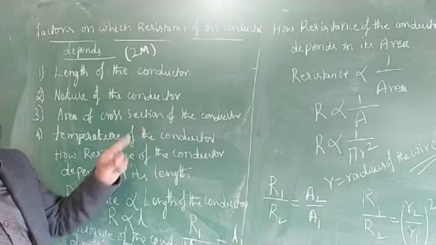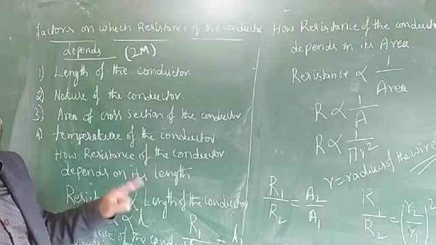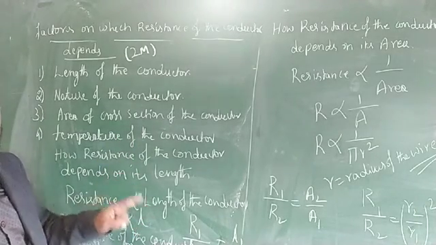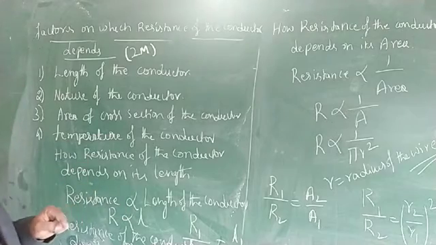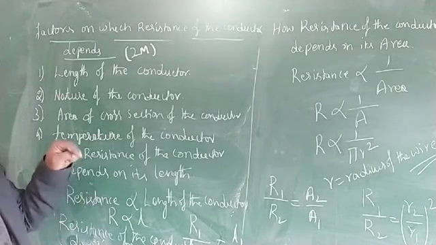Because R is equal to V divided by I. R is inversely proportional to I. If I increases, resistance decreases.